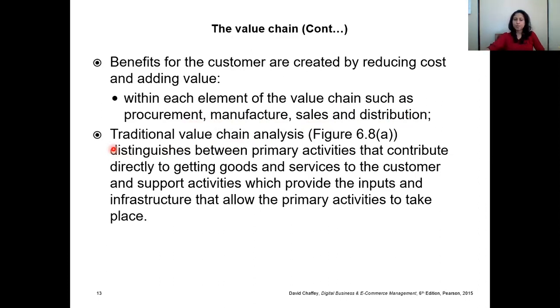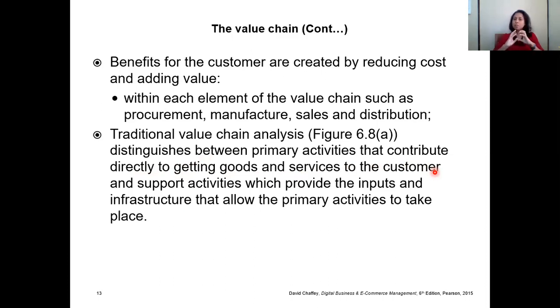The next point says, traditional value chain analysis, figure 6.8a, distinguishes between primary activities that contribute directly to getting goods and services to the customer. Now, I told you in this value chain model, you divide the activities mainly into two categories. One is primary activities and the other one is support activities. What do we mean by primary activities? Those activities which directly contribute to getting or delivering goods and services to the customer, to the consumer.